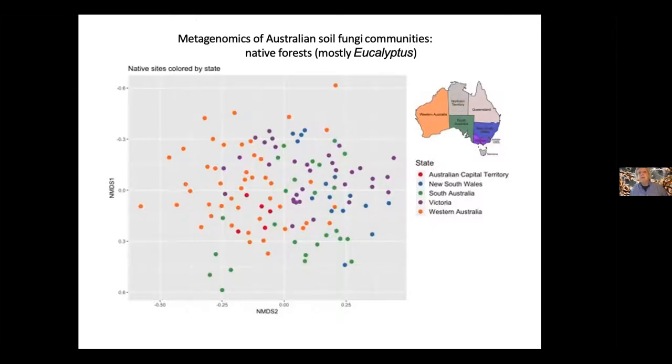Here's an NMDS plot showing the variation among the samples that we collected. As you can see, there's quite a bit of geographic variation among the soil fungal communities. This is a plot for just the native forest sites, so these are mostly eucalyptus forests. There are a couple of other families, some Banksias and so forth from Western Australia, where there are not as many eucalypts. But as you can see here, it's largely a geographic gradient. As you go from west to east, you see gradual change in these communities.